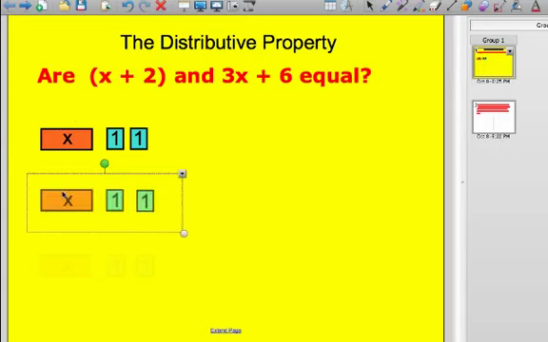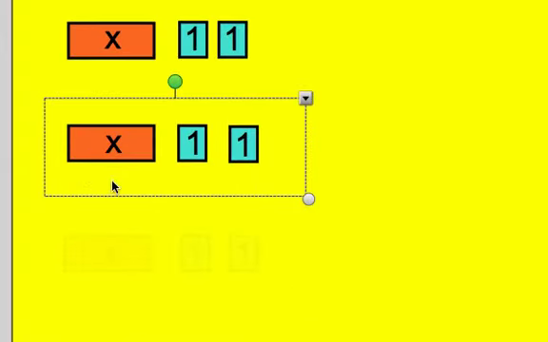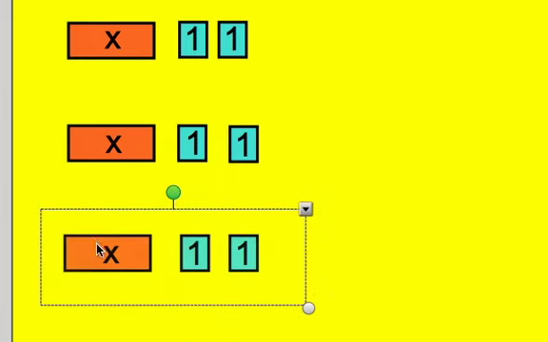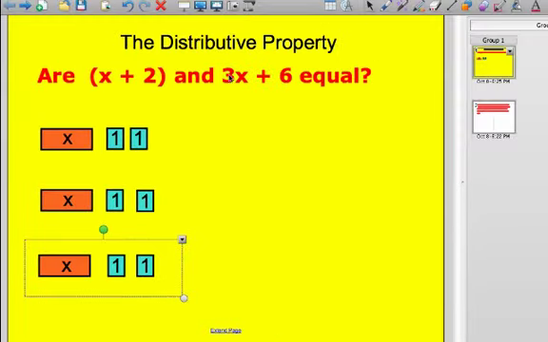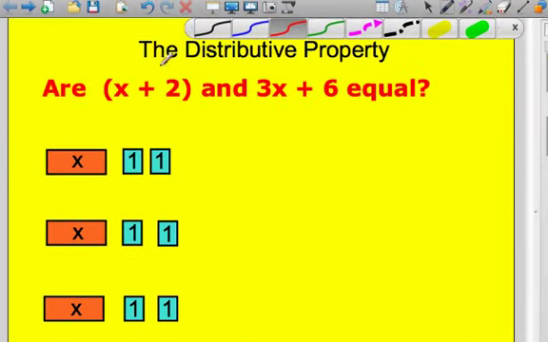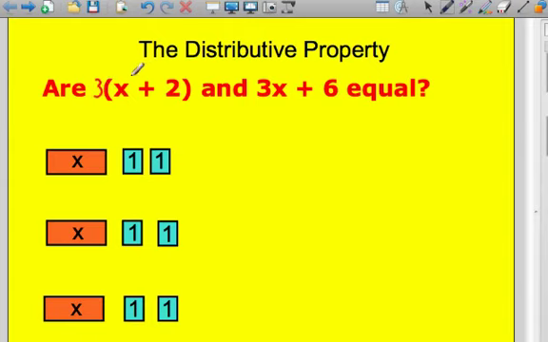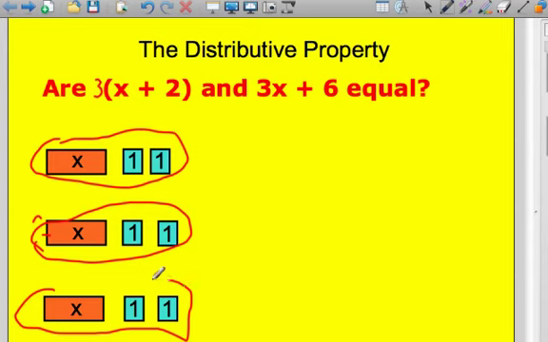If I add another group in, that would be 2x, the 2 oranges, plus 4, the 4 blues here. And then if we add a third group in, that's 3x plus, it would now be 6. And that's what we have right here, 3x plus 6. So 3 times x plus 2, 3 groups of x plus 2, is the same as 3x plus 6? Yes. And we can see here's our one group again. Here's our second group. And our third group is right there. Now that's one way of looking at it.